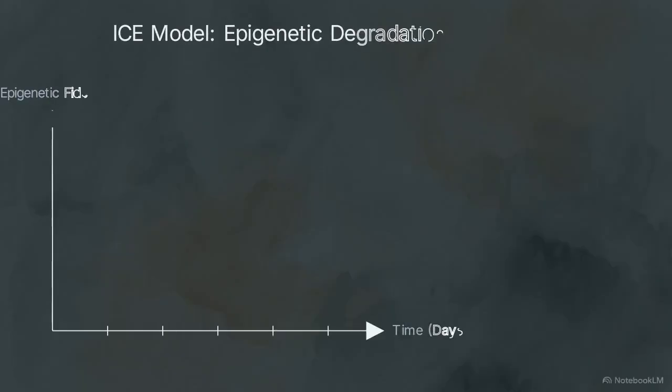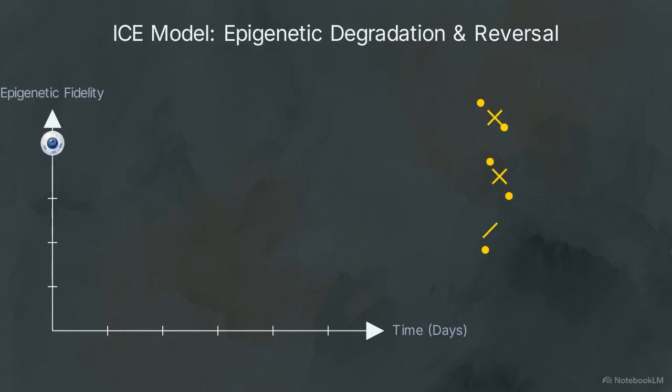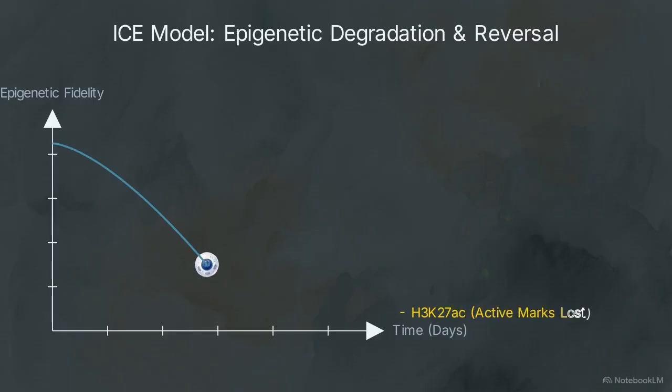This timeline represents the inducible changes to the epigenome, or ICE, model. By inducing non-mutagenic DNA breaks, researchers can accelerate aging purely through epigenetic degradation, such as the loss of H3K27ac. H3K27ac is a histone modification that marks active enhancer regions in the DNA.